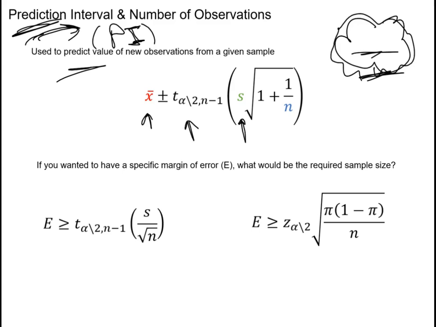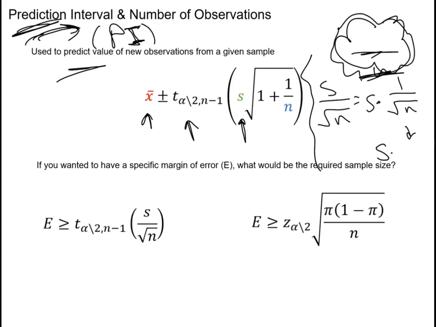We've still got our sample standard deviation, but now here's the difference. In the past, we had S over square root of n, which I could write as S times 1 over square root of n. And I want to do a little bit of algebra. Instead of having 1 over square root of n, I'm taking the square root of 1 plus 1 over n. With this prediction interval, we don't have s times square root of 1 over n. We've got s times the square root of 1 plus 1 over n.